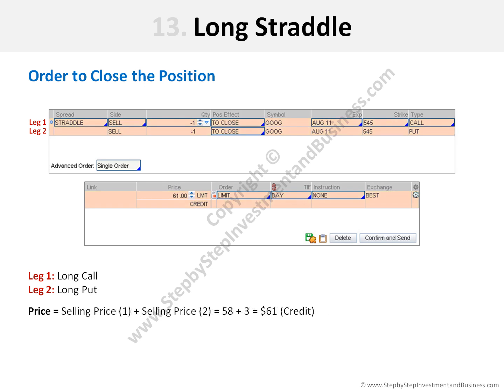On the other hand, here is an example of the order we must enter to close the position. It is an order with two legs. Leg number 1 consists of selling the call we had bought. Leg number 2 consists of selling the put we had bought. The entered price is given by the sum of the selling prices of the call and the put. In this case, 58 plus 3, which is equal to $61. This is the money expressed per share that will be credited to our account when the order is filled.